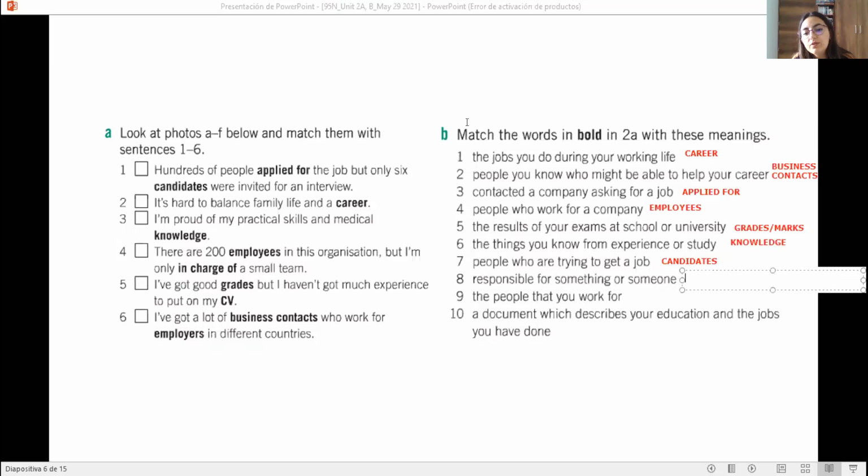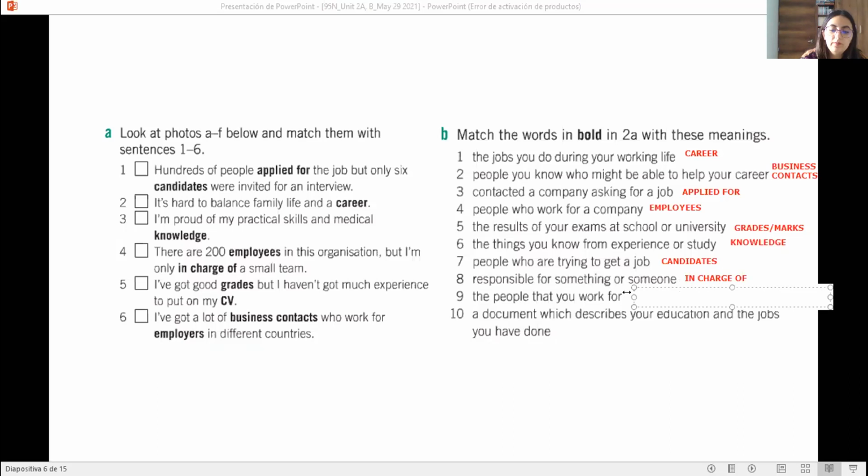Who are responsible for something or someone. In charge of. Estar a cargo de, ¿no es cierto? Sería be responsible for something or someone. So, thank you. Number 9, the people that you work for.